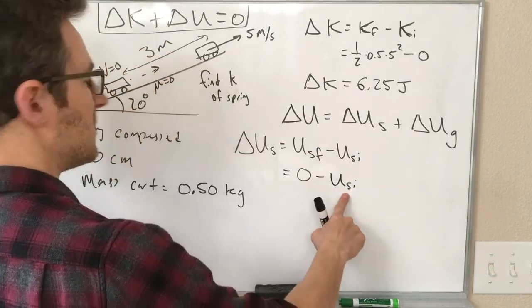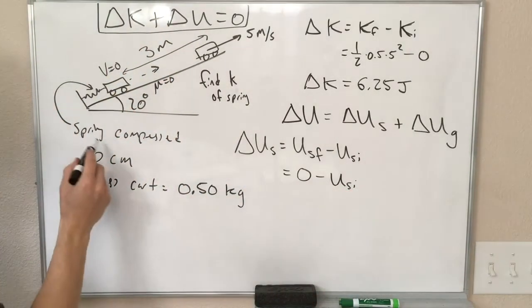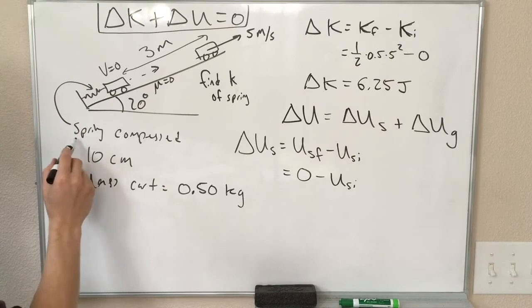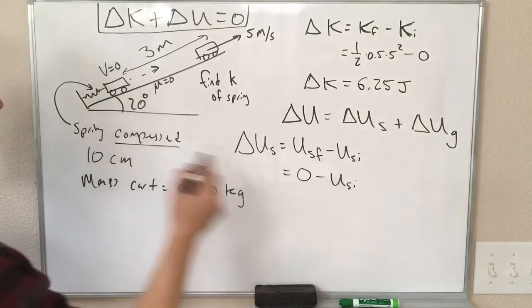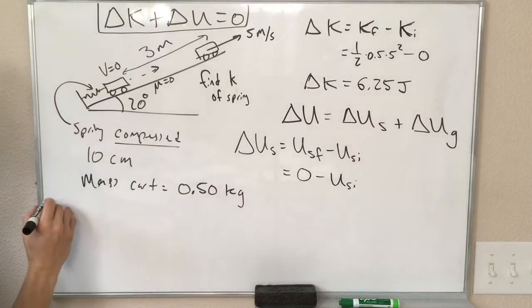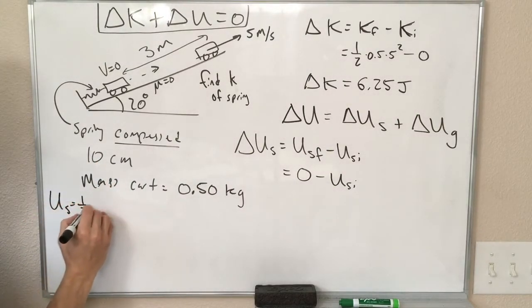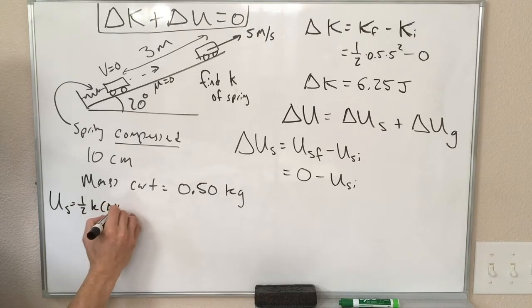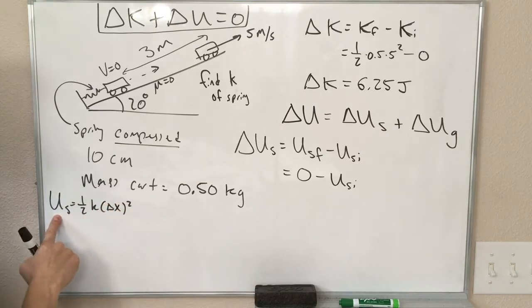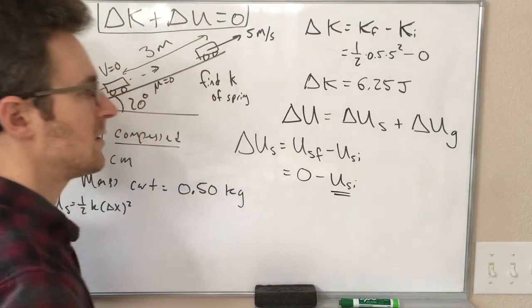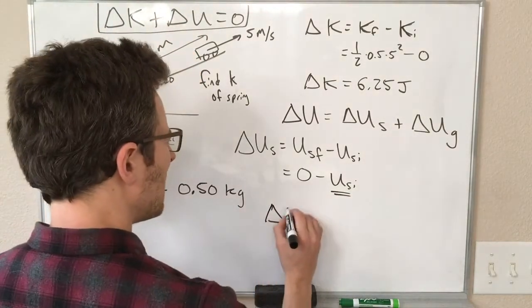And the initial potential energy of the spring, well, that is what we would like to find out, because if we know how far it's compressed and we know the energy, then we can calculate what the spring constant is, because U_S is equal to 1/2 K delta x squared, and we will know delta x and we will know U_S. So this is what we would like to find. All right.